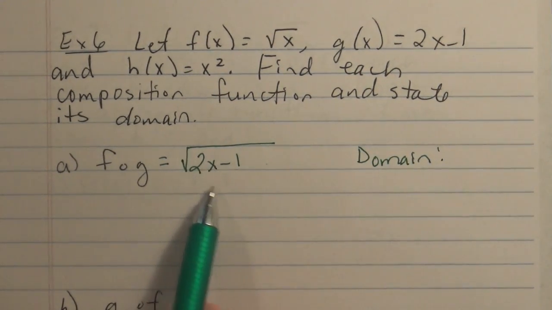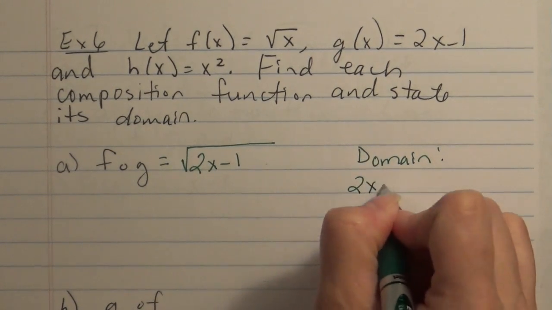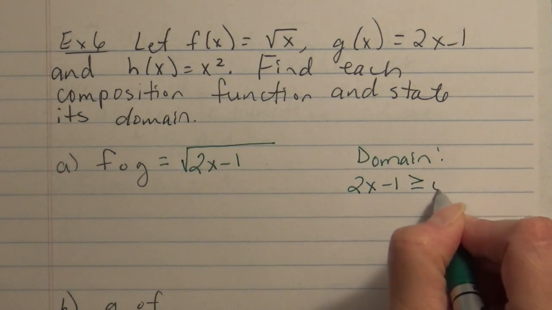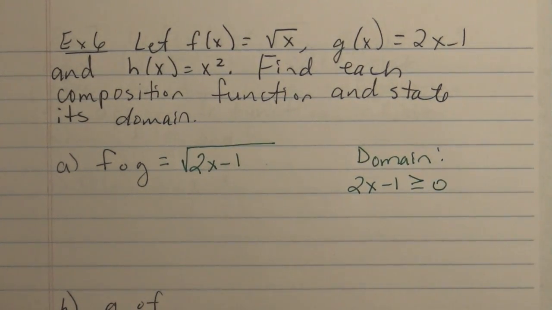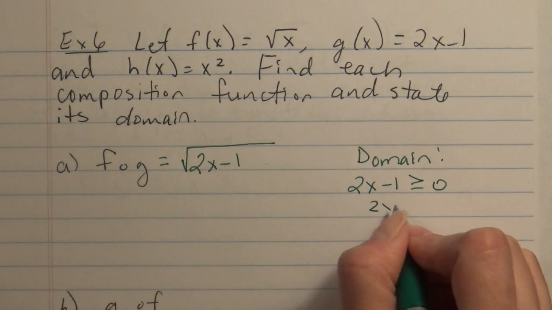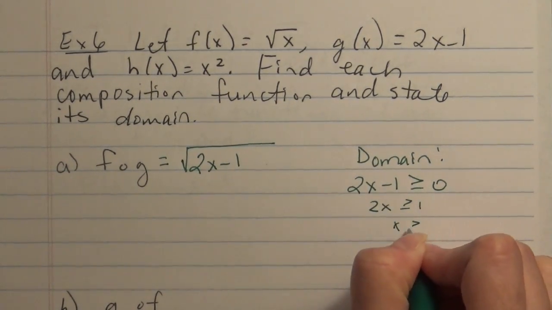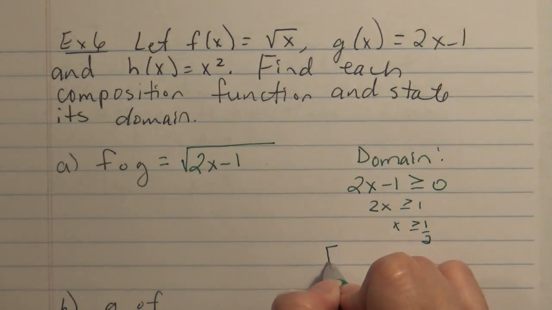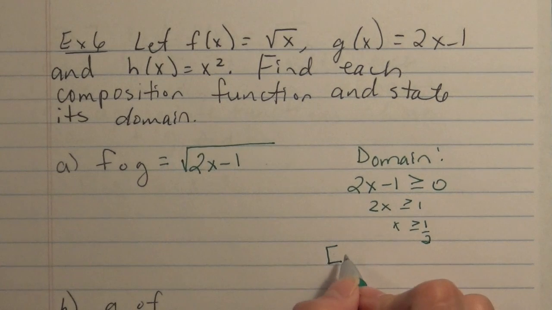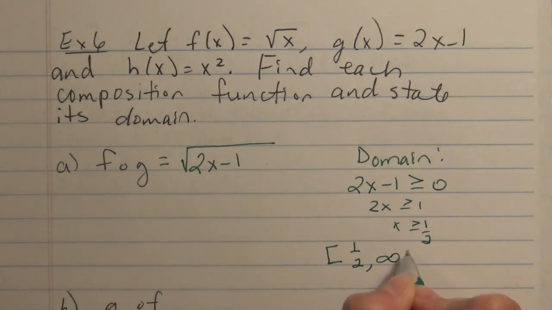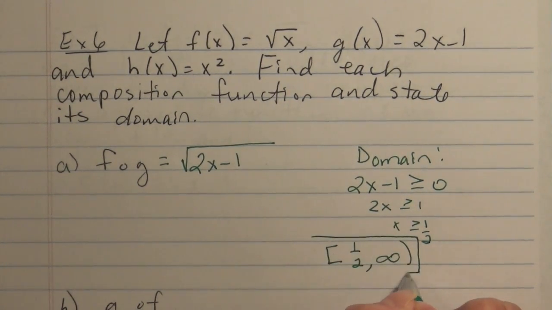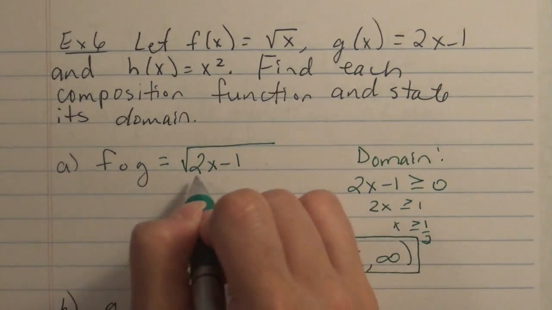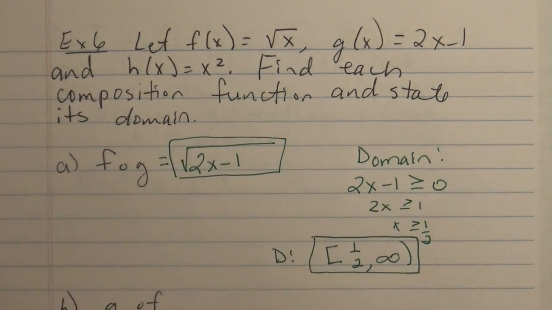We go look at the inside of that square root function, 2x minus 1. If it's inside a square root, it must always be nonnegative, so it's got to be greater than or equal to 0. Solve that for x. We get x is greater than or equal to 1/2. So our domain would be the interval [1/2, infinity). So that's my domain, and this is my actual function.